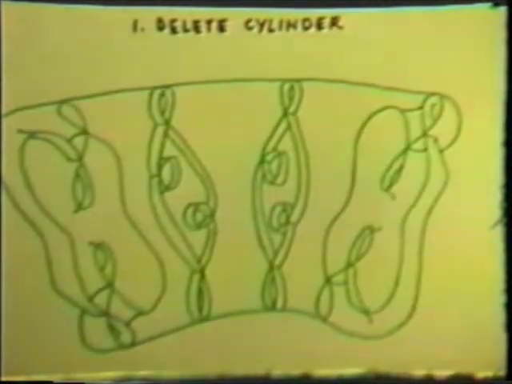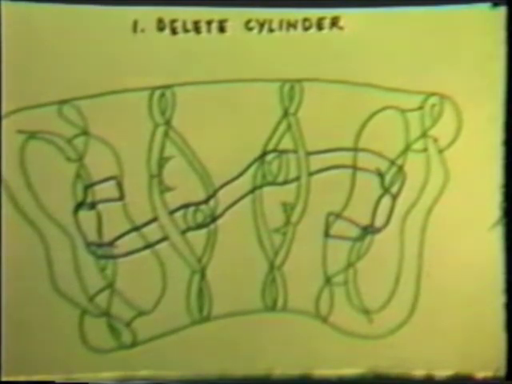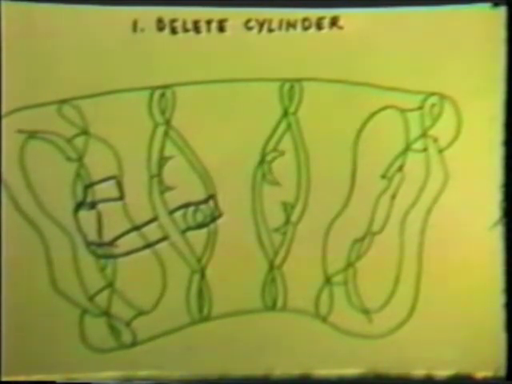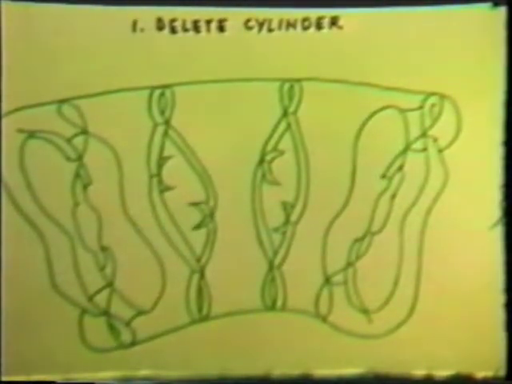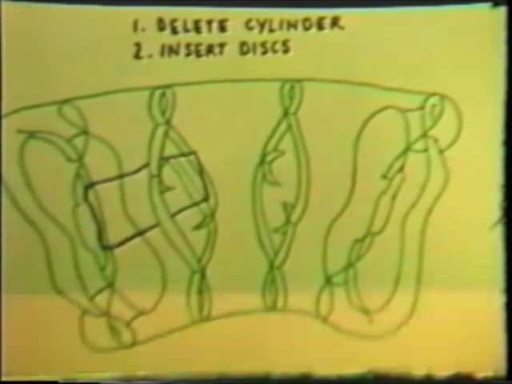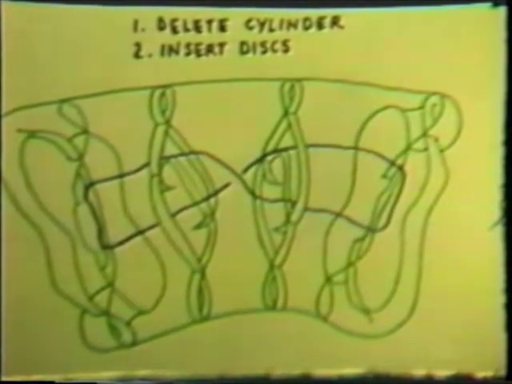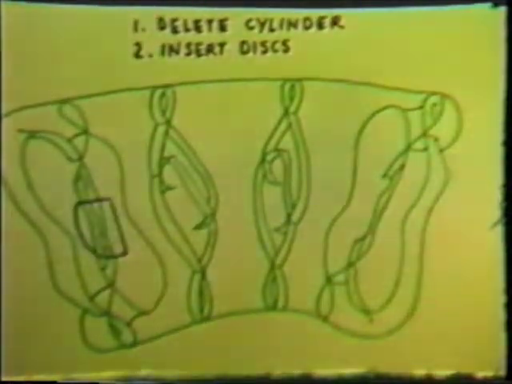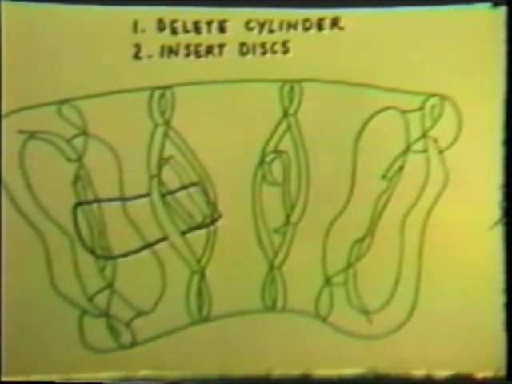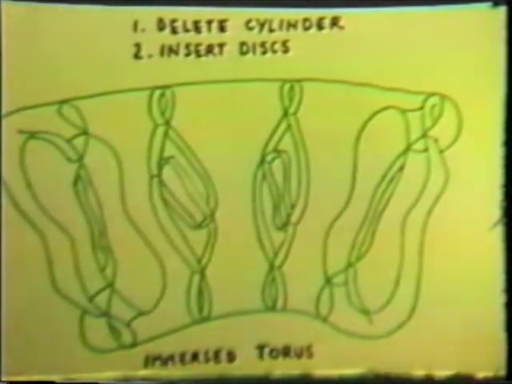First, we delete the cylinder. We take it out piece by piece. Next, we insert the disks, first one, and now the other. This is now an immersed torus.